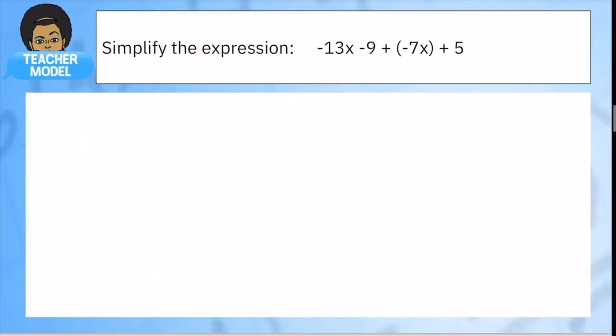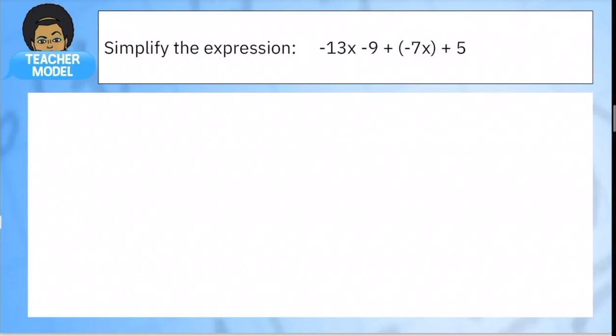So let's look at this one here, and we have the expression negative 13x minus 9 plus negative 7x plus 5. In this case, to simplify this, we're going to combine all our like terms and put the things that are the same together. I'm going to use my highlighter to show these two are the same, and I call them the same because they both have a variable x. And our negative 9 and our positive 5 are both numbers, so we're going to put them together.